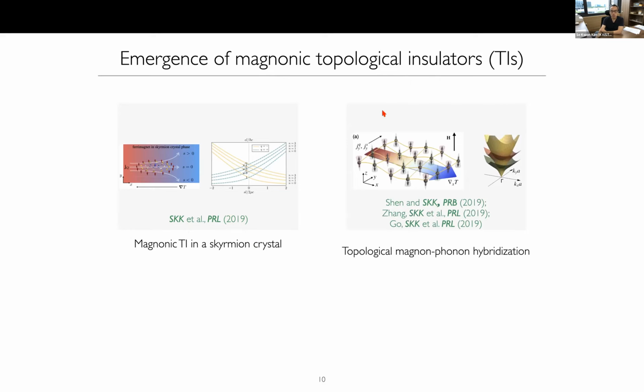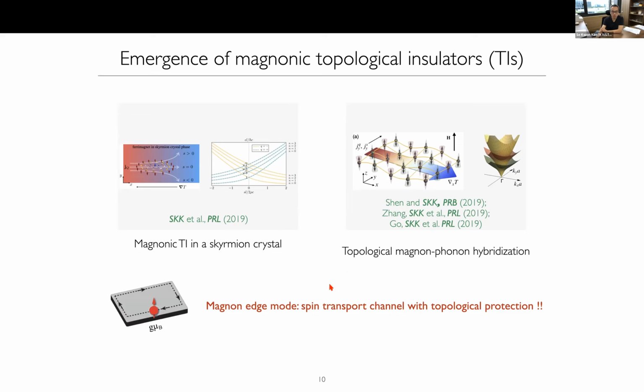Also, recently, there has been expansion of this topological phase research into the topology of hybridized modes, for example, magnon-phonon hybridization. So in this series of papers, we showed that although the single magnon band is topologically trivial and the phonon band is topologically trivial, this magnon-phonon hybridized mode can exhibit non-trivial topology by their interaction. So that's called the topological magnon-phonon hybridization, and this is one of the active research topics in the spintronics community. So why are we interested in these magnonic topological insulators?